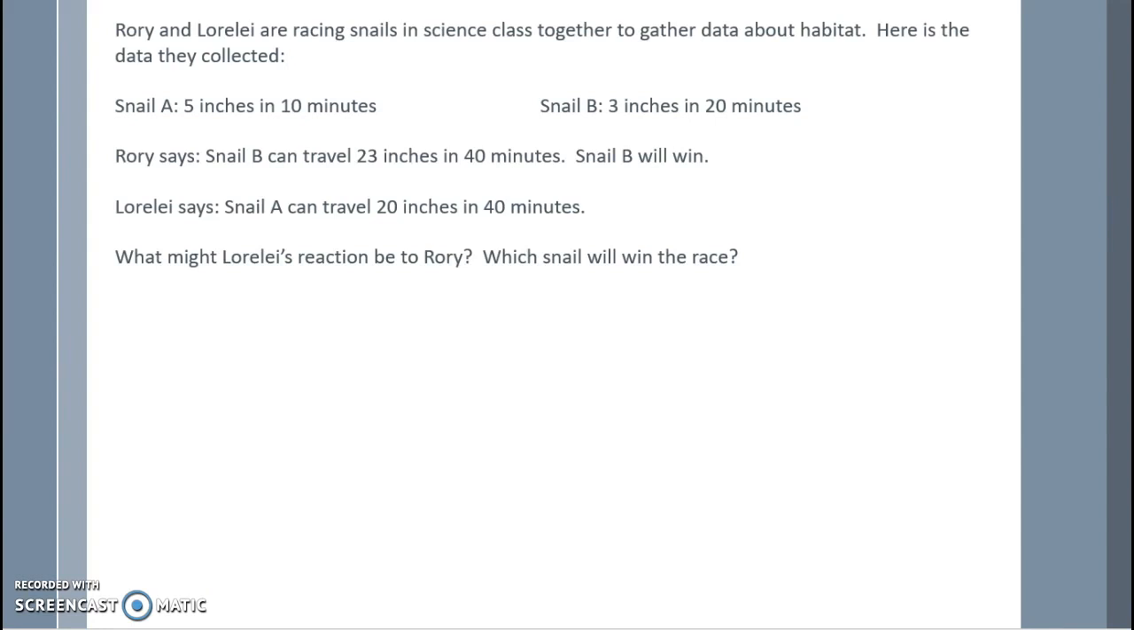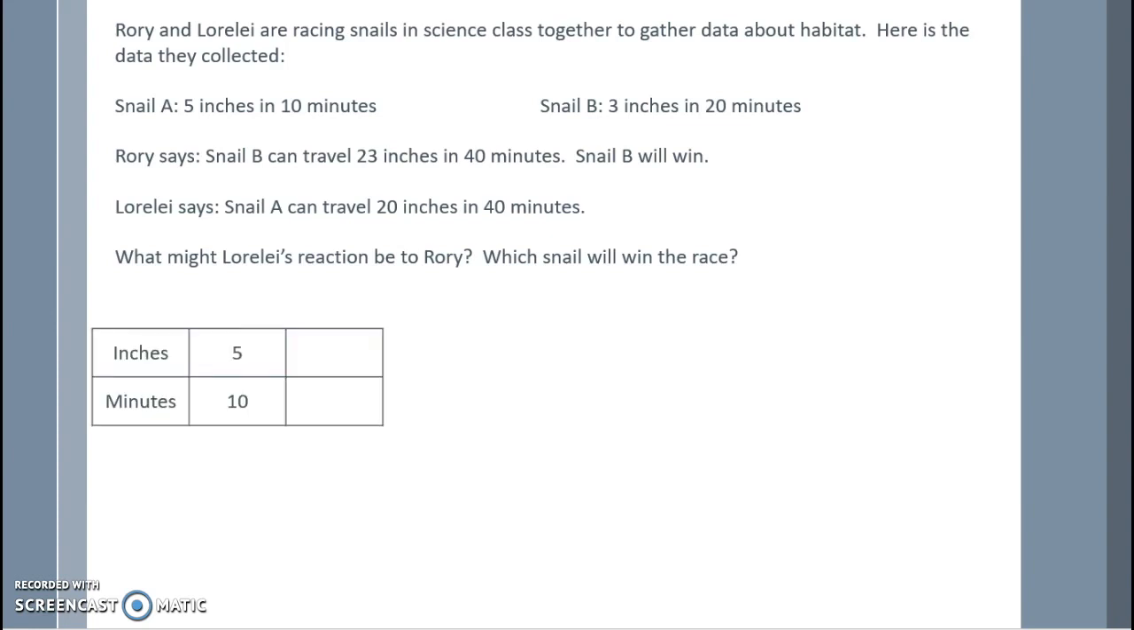Rory and Lorelei are racing snails in science class together to gather data about habitat. Here is the data they collected. Snail A went 5 inches in 10 minutes, and snail B went 3 inches in 20 minutes. Rory says snail B can travel 23 inches in 40 minutes. Snail B will win. However, Lorelei says snail A can travel 20 inches in 40 minutes. What might Lorelei's reaction be to Rory, and which snail will actually win the race?